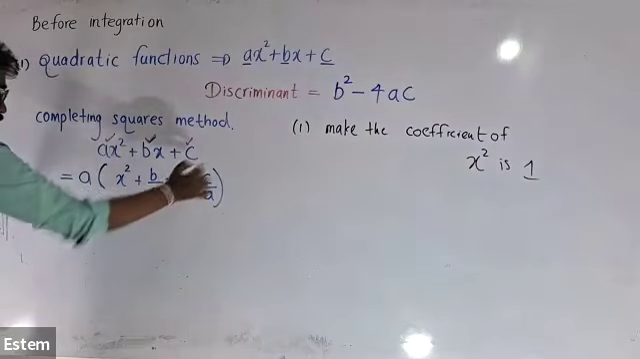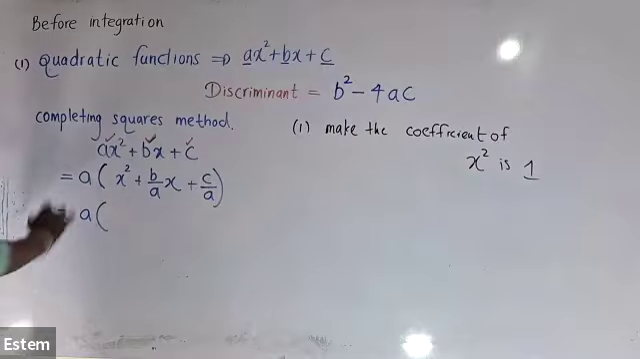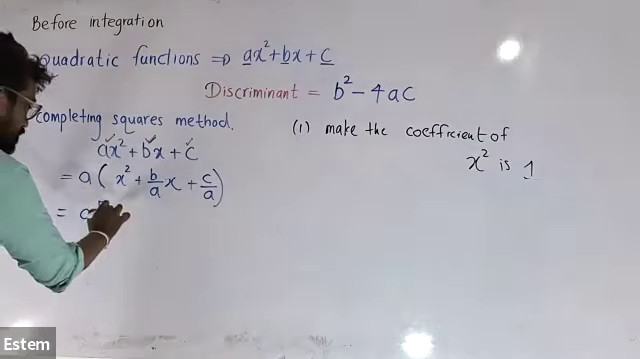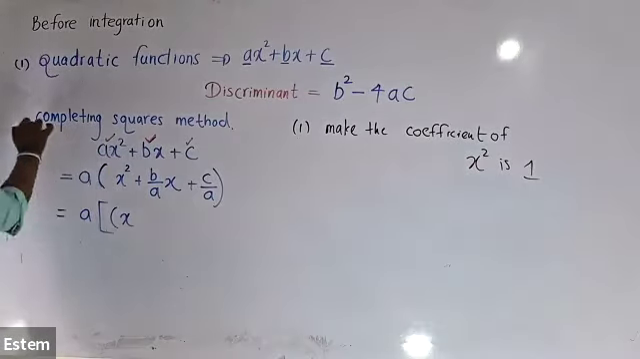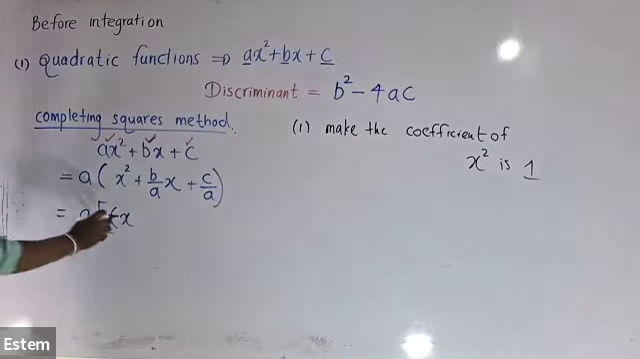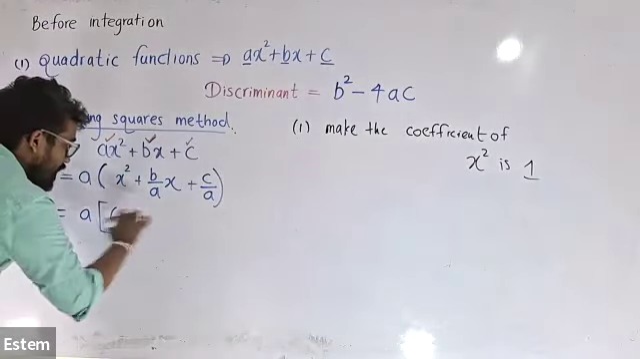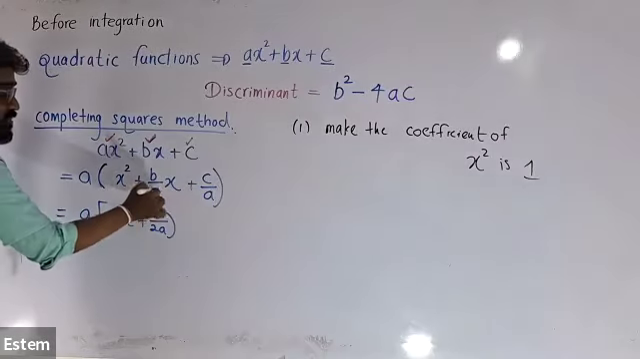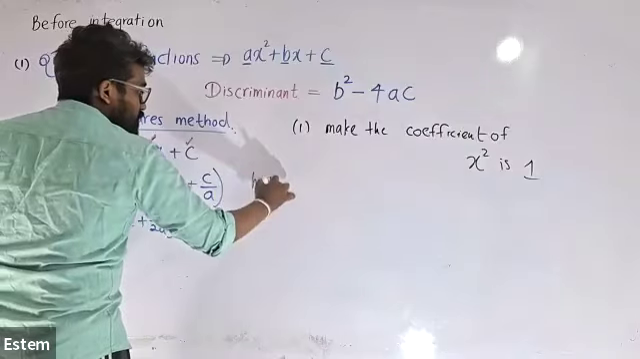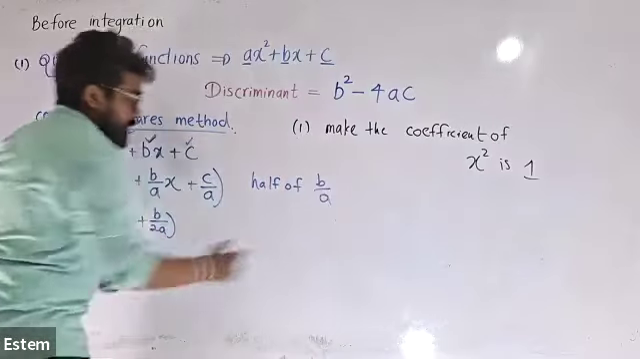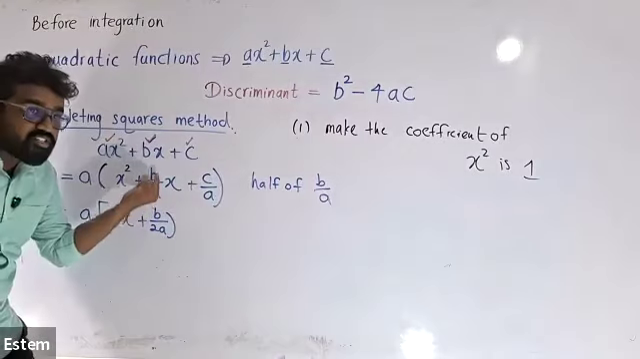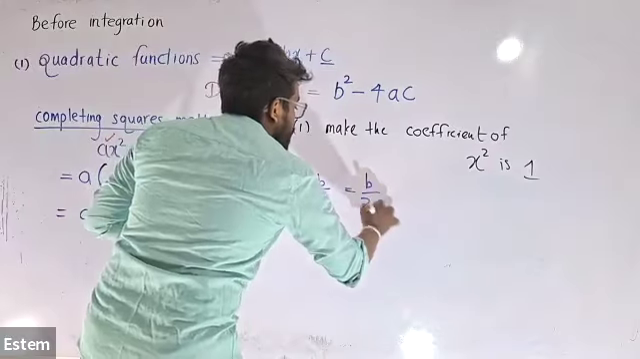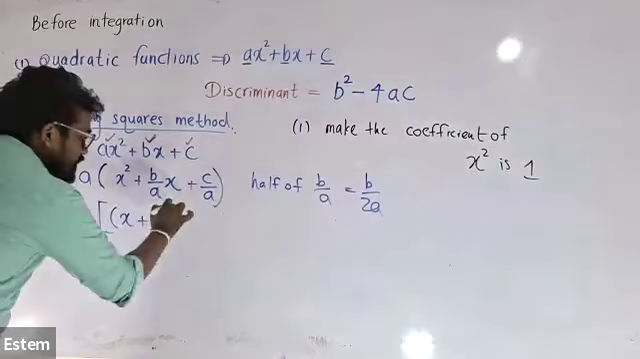Now this is the thing. This bracket is now changing to this bracket, because I want to open some bracket in here. Just put x. Now I am going to apply the completing squares method. Put x plus half of the coefficient of x. Half of b over a means put b over 2a. And put the entire square here.